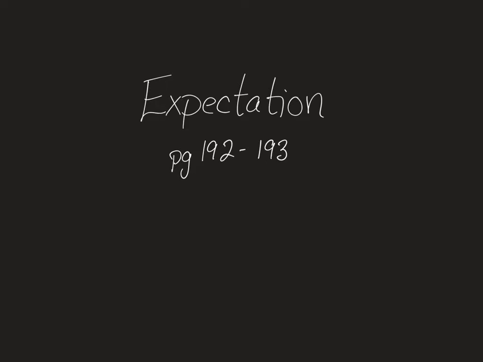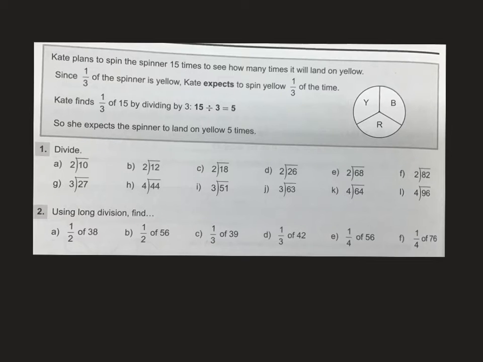Today's lesson is on expectation. So basically, using probability and a number of trials, how many times would you expect to get a specific answer? This will cover pages 192 and 193 in your Jump Math book for 7.2. At the top of your first page, they're going to give you a scenario with Kate.